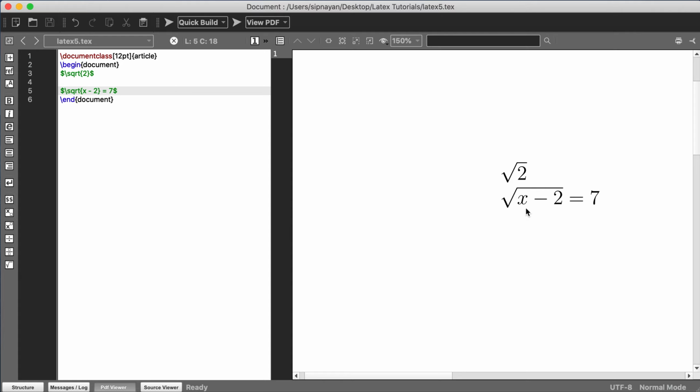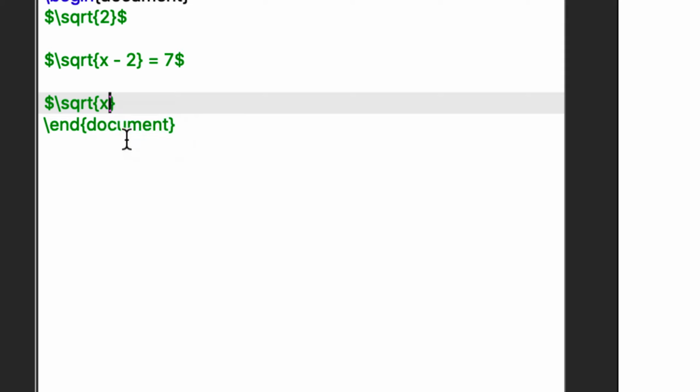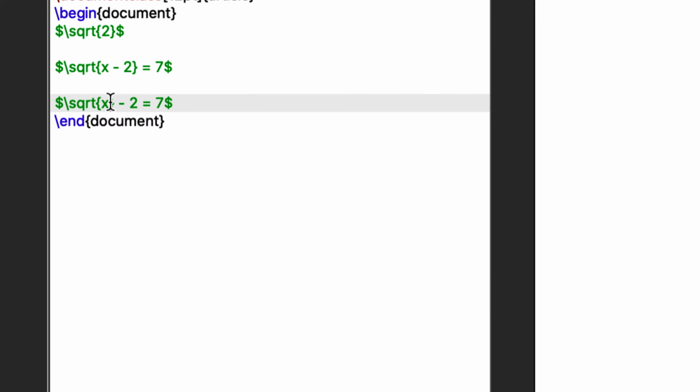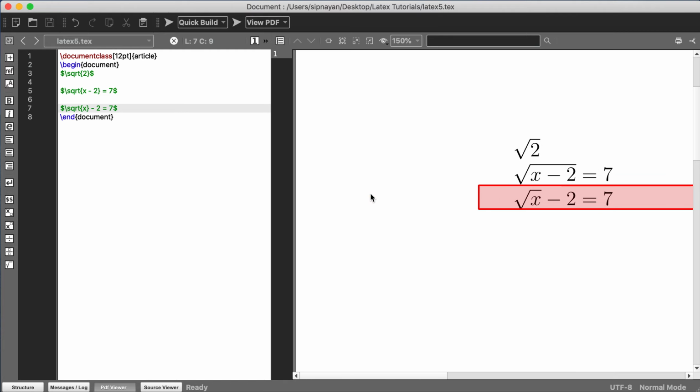Now, paano kung gusto natin ay square root of x lang yung nasa loob ng radical sign tapos yung minus 2 nasa labas? So, dapat yung ating square root, yung nasa loob ng curly brackets ay dapat yung x lang, no? X minus 2 is equal to 7. Yung x lang yung nasa loob ng curly brackets, kaya siya lang yung nasa loob ng radical sign. Run natin. So nakikita nyo, yung x lang dito yung nasa loob ng radical sign.